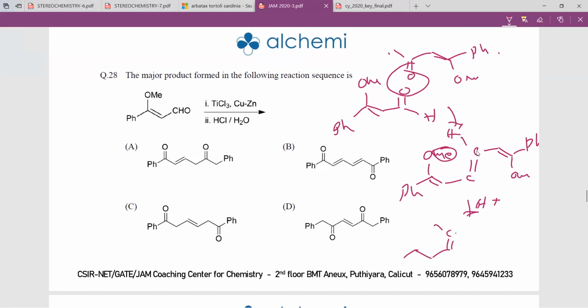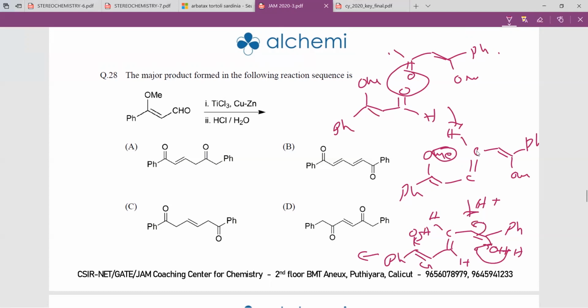Double bond C, Ph, OH. It will become OH. Okay, so this also will become OH. This is what happens. This is hydrogen and this is also hydrogen. And you can see this OH is a vinylic OH. In presence of acid, it will undergo keto-enol tautomerism. So it will become, okay, it will move like this.